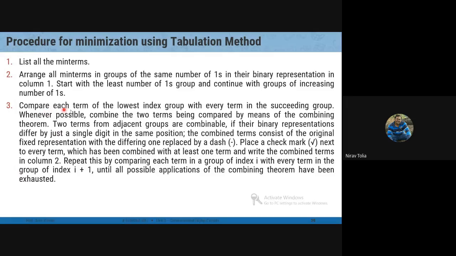So now what do we have to do? We have to compare each term of the lowest index group with every term in the succeeding group. So we make pairs of index 0 with index 1 only. We do not focus on index 2 and index 3. So index 0 with index 1, index 1 with index 2, index 2 with index 3, and index 3 with index 4.